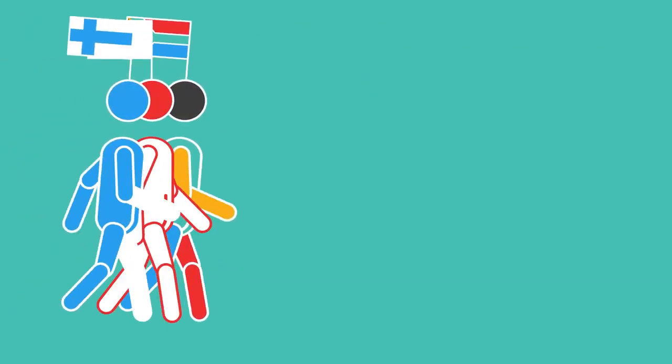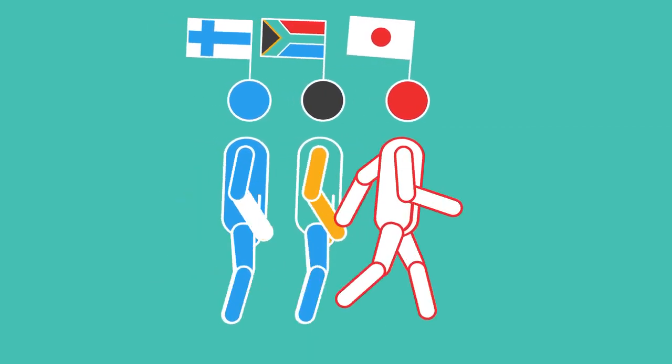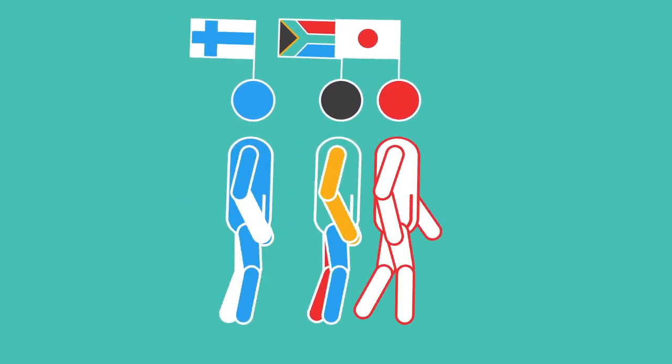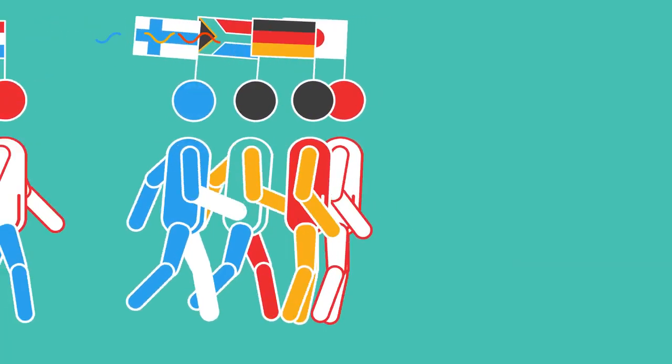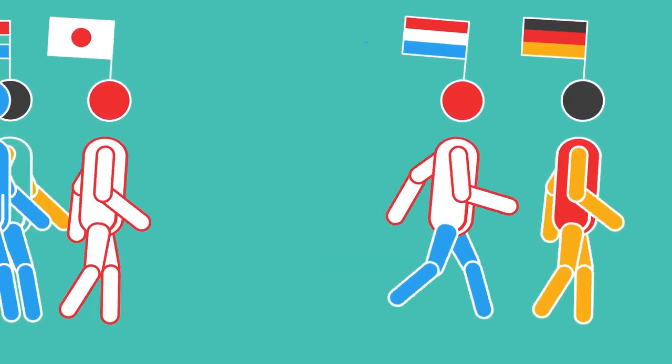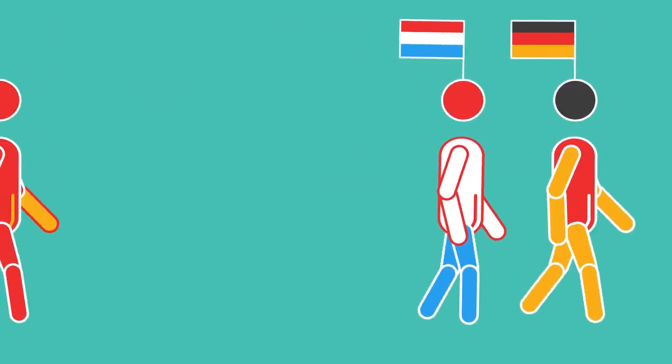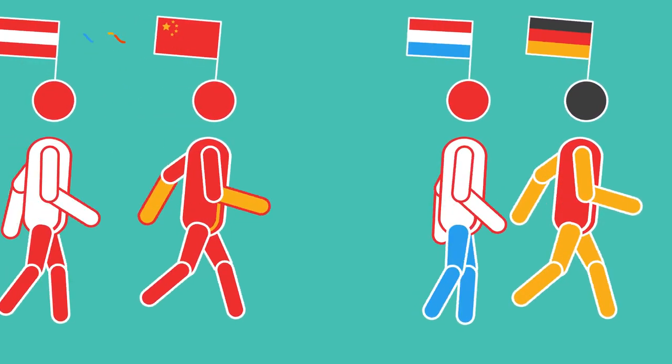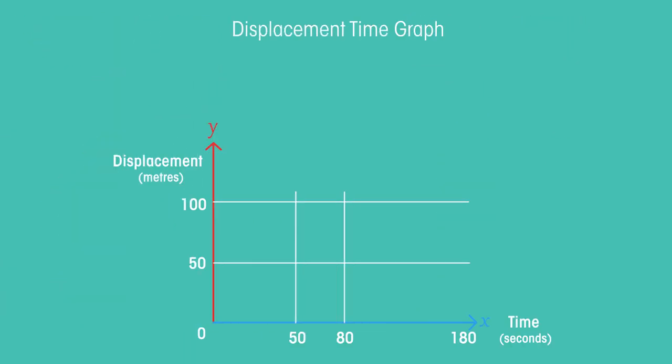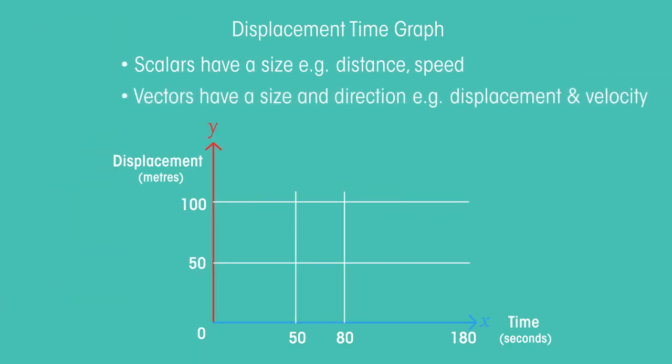Fun fact, did you know that the average walking speed of a person varies from country to country? A survey found that some of the fastest walking countries include Germany and the Netherlands, while some of the slowest include China and Austria. I hope you now understand the difference between scalar and vectors and how to happily draw displacement time graphs.